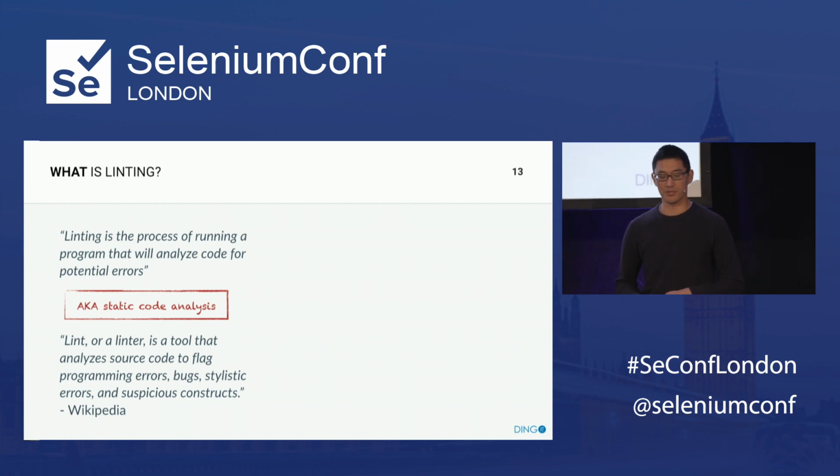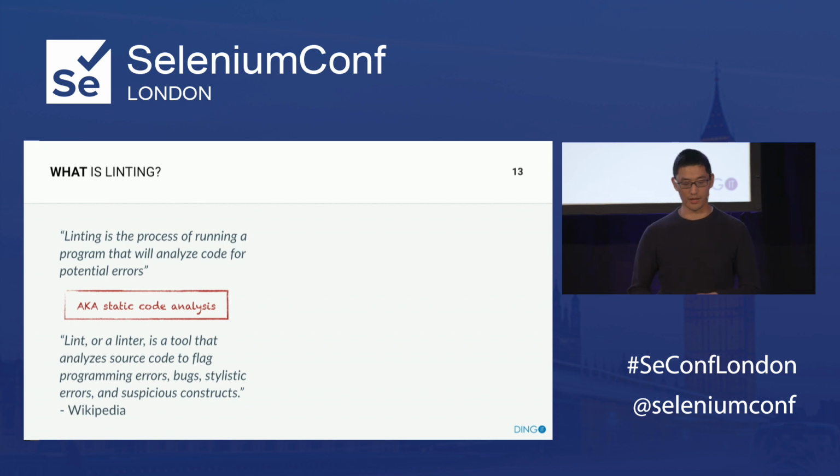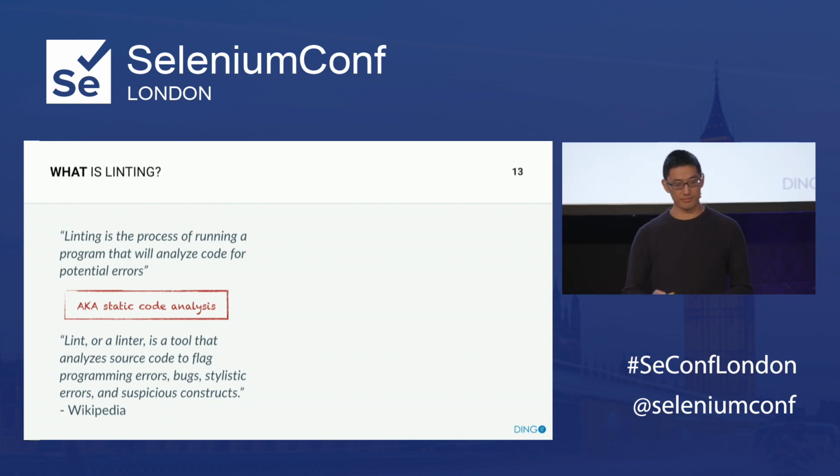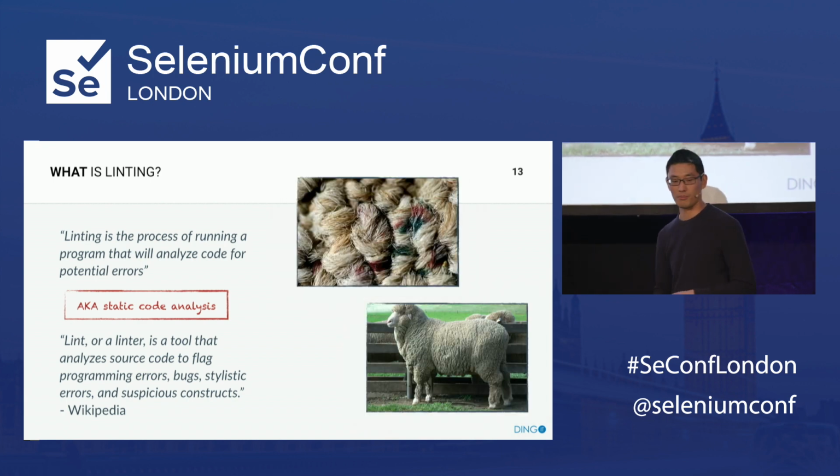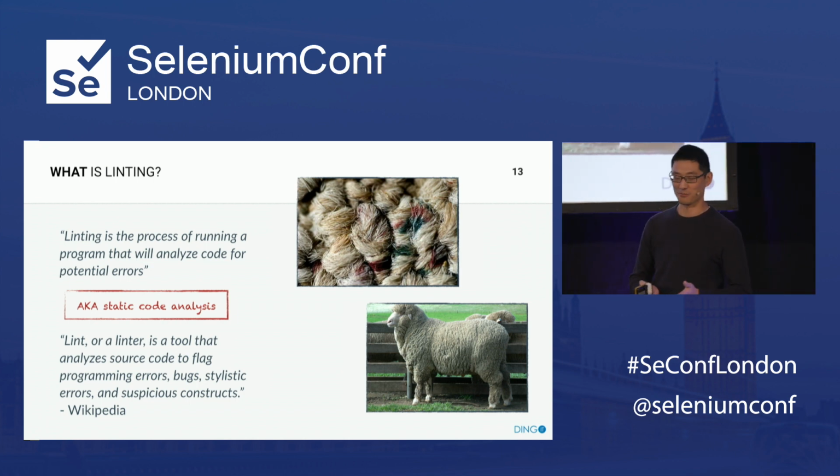Wikipedia has a nice description. It says, a lint or a linter is a tool that analyzes source code to flag programming errors, bugs, stylistic errors, and suspicious constructs. So again, all the undesired things in your code you want to get rid of, or you want to be notified about, a linter can help you with that. The term is actually derived from sheep. I looked it up. Don't ask me why, but the term was derived from that. It was about removing undesired bits and flaws from sheep's wool.